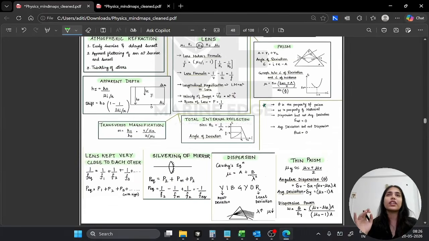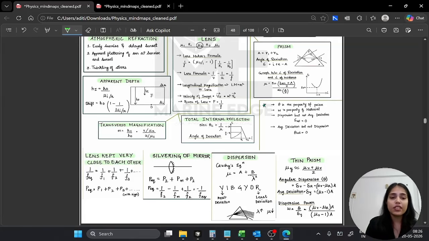Similarly, if you have very clean water, let's say in a lake, you will feel like the water does not seem deep enough, but that is the apparent depth. You're not able to see exactly what the actual depth of the water is.